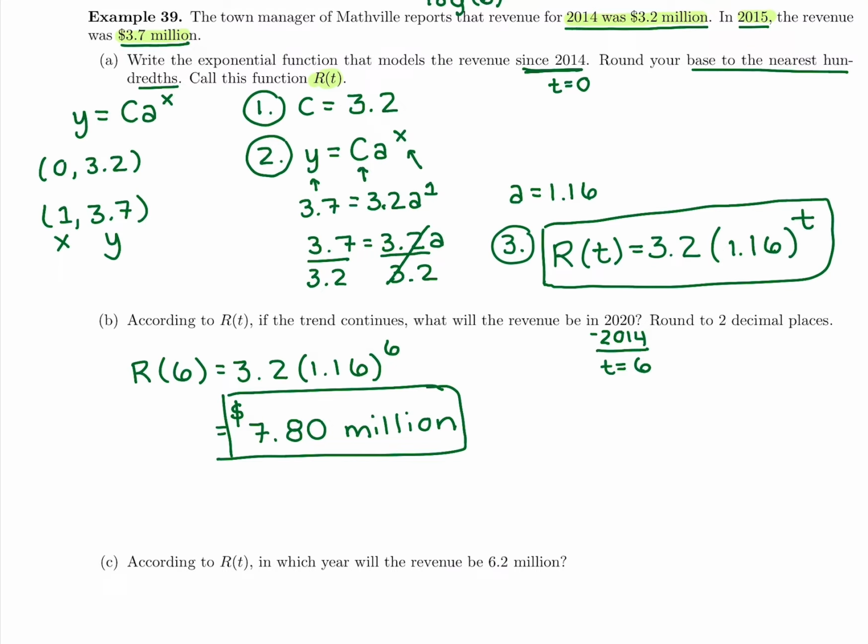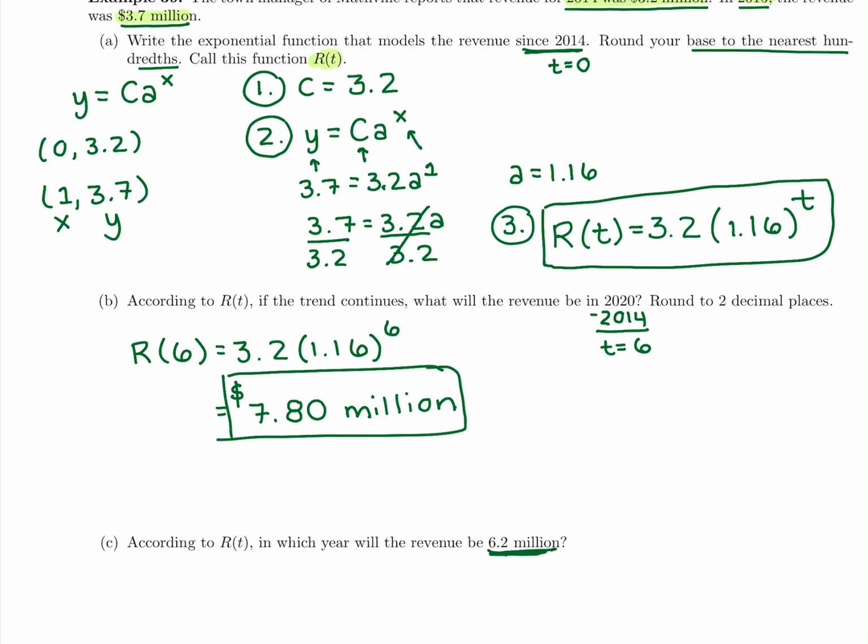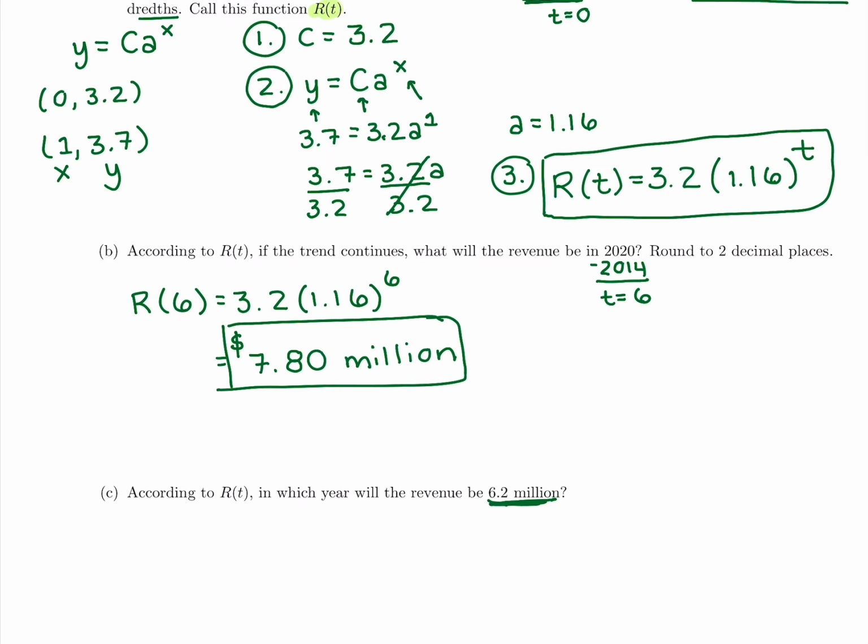But at some point they said, according to R of T, which year will the revenue be 6.2 million? So they had an initial goal of $6.2 million. When did they hit that goal? Well, they started out at $3.2 million in 2014. By 2020, they're at $7.8 million. So sometime between 2014 and 2020, they must have hit that $6.2 million goal. So let's figure out when that was.